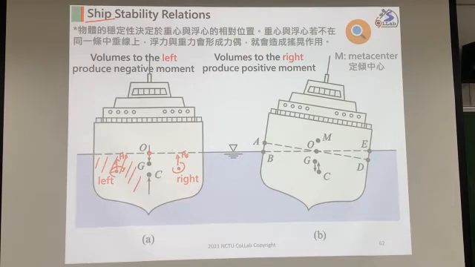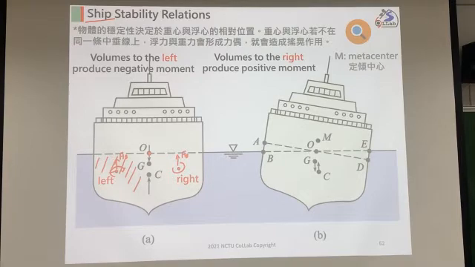So one side is a clockwise moment, and the other side is a counterclockwise moment, to make the balance. So the ship cannot rotate, it just stays here.